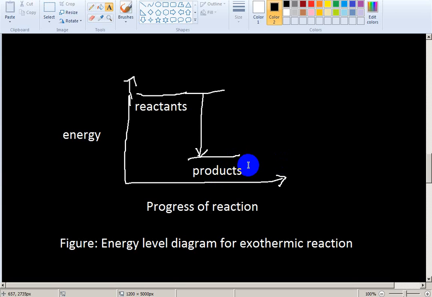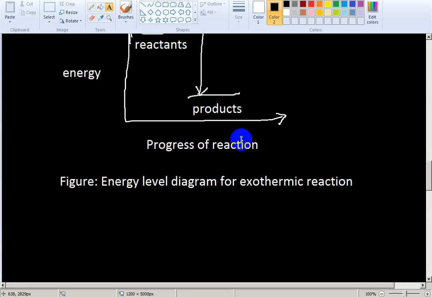This is the energy level diagram for the exothermic reaction. In an exothermic reaction, reactant energy is more than the product energy. So when reactants form products, excess energy is released to the surroundings. At first you write reactants on the left hand side and products on the right hand side. For the exothermic reaction, reactant energy is more and product energy is less.